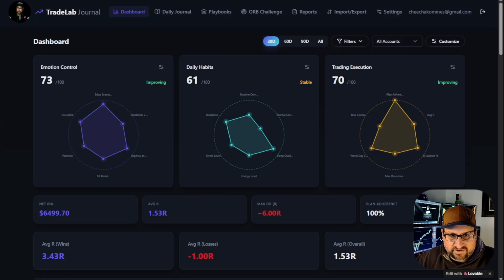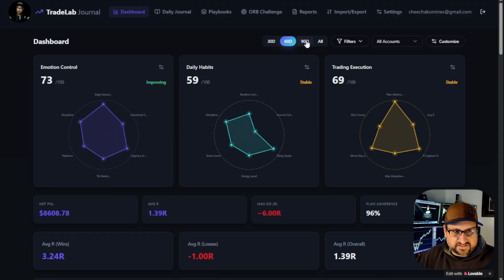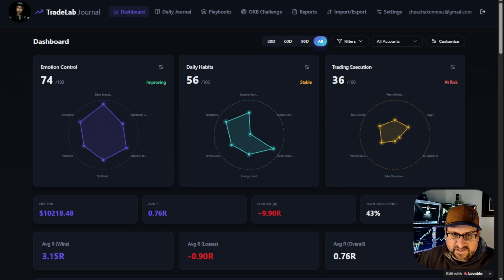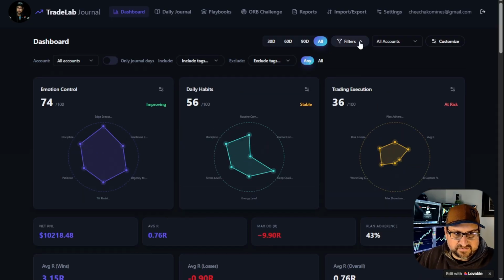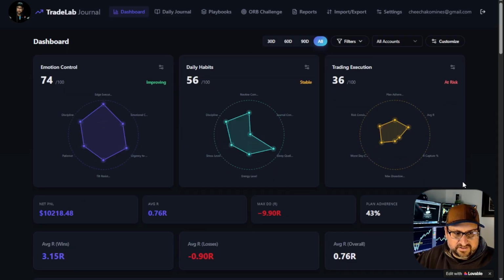So what I have here on the dashboard is emotion control, daily habits, and trading execution. The data that I put into this is what's going to be displayed back at me, right? I think I have roughly 60. We'll just hit 90. We'll hit all time. So there's probably a little over 90 days worth of data in here. It shows you the net P&L of everything across the board, or you can filter that down to specific accounts, however you want to do that.